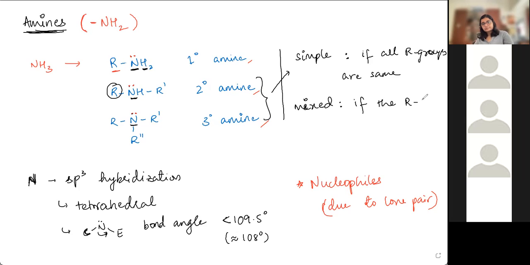Ma'am, for classifications, amines are classified into primary, secondary, tertiary, and then the secondary and tertiary are divided into simple and mixed. Yes. Yeah. Because it doesn't apply to primary, because there's only one R group attached. What are you going to compare? So if you have more than one alkyl group attached to nitrogen, then simple or mixed comes into the picture. Because then you compare R and R'. If they are the same, then simple. If all of them are different, then it would be mixed. That way.